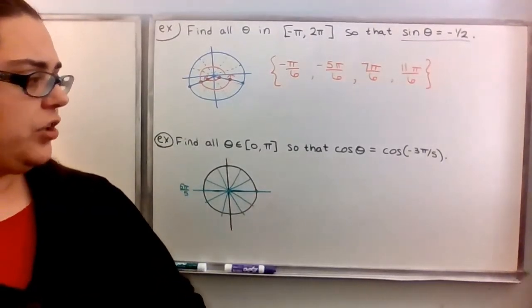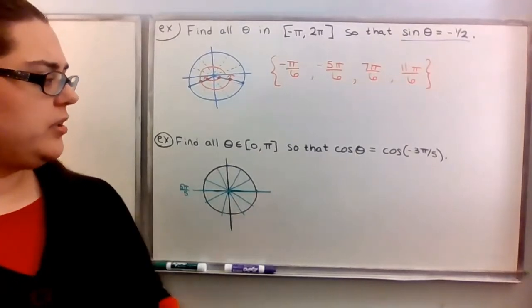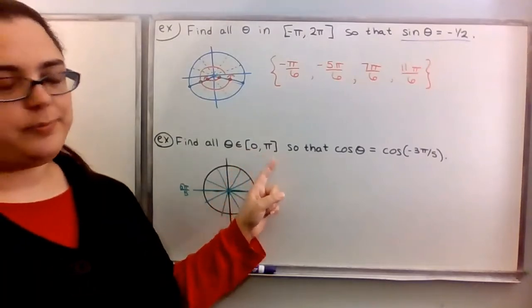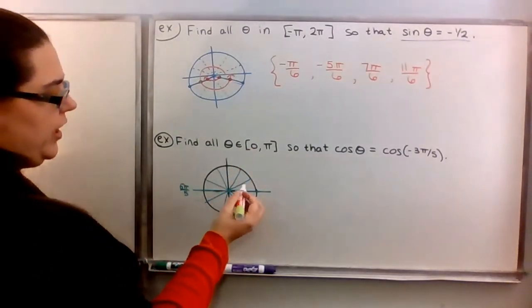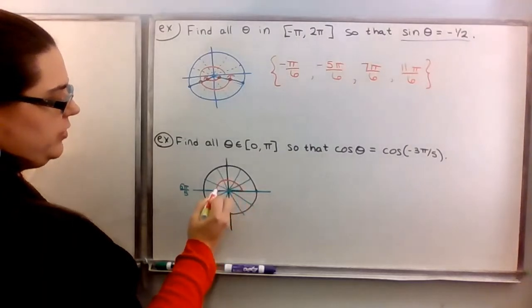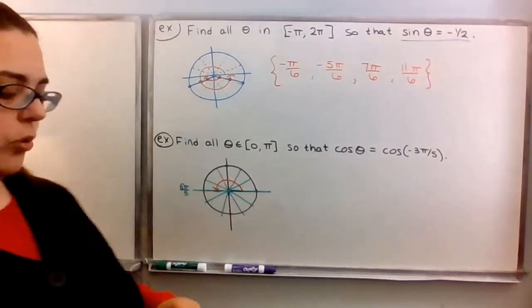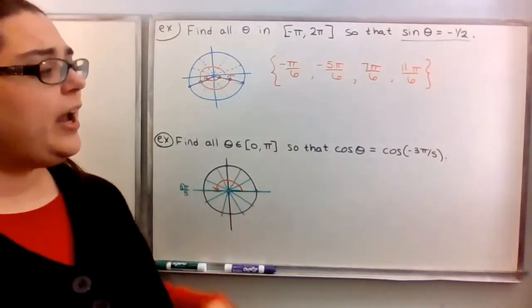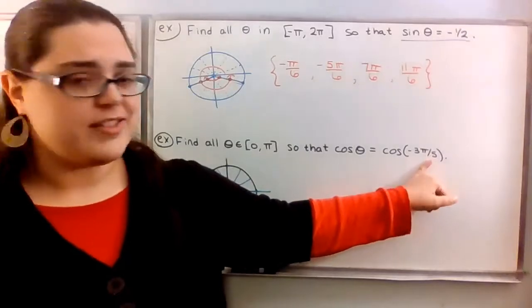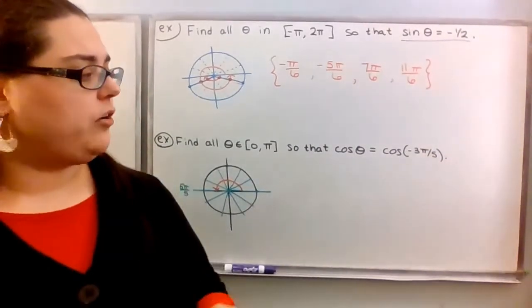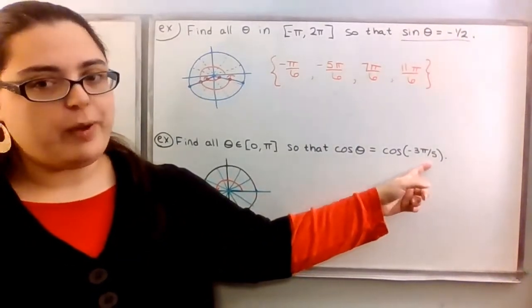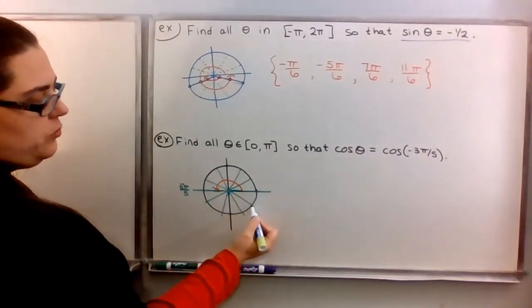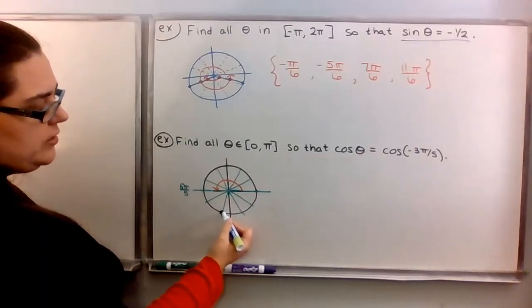Next, let's take a look at the interval that we're looking at. So we're looking at from 0 to pi. So we're looking at this interval here from 0 to pi. So we're only interested really in half of the angles that we drew. And lastly, let's diagram where this angle is going to land us. So this is cosine of negative 3 pi over 5. So negative 3 pi over 5 is going to land us 1, 2, 3. It's going to land us here.